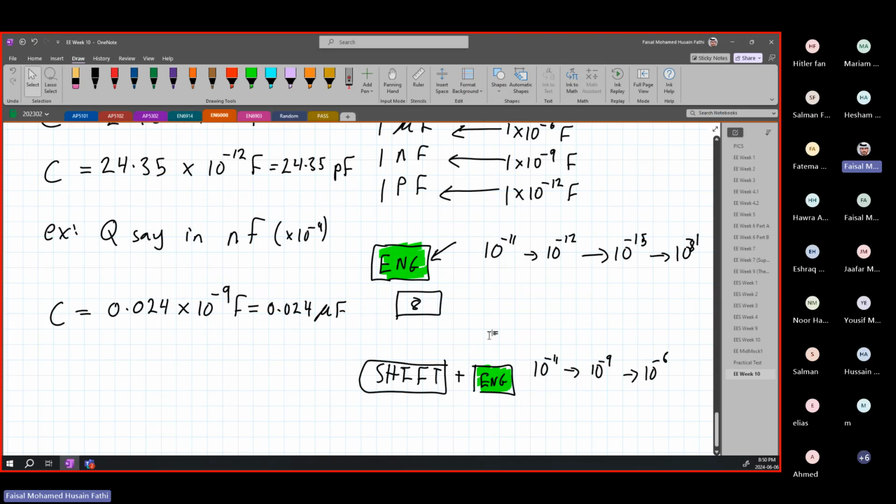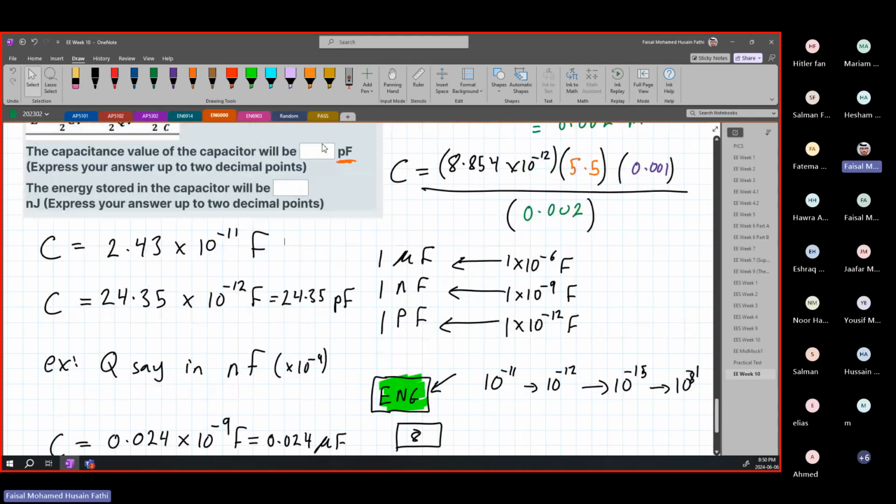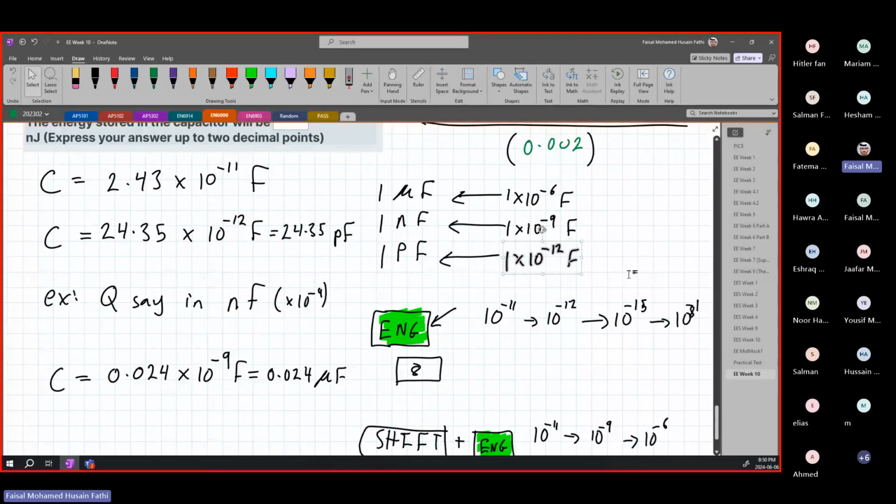Once again, when you have capacitance given to you in 10 to the negative 11 or 10 to the negative 10, we want to express it in picofarads, as the question asks. Picofarads means times 10 to the negative 12 farad. 1 pico is 10 minus 12. This you need to memorize by heart.